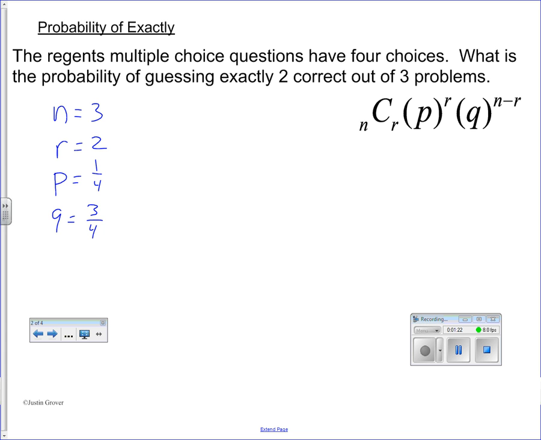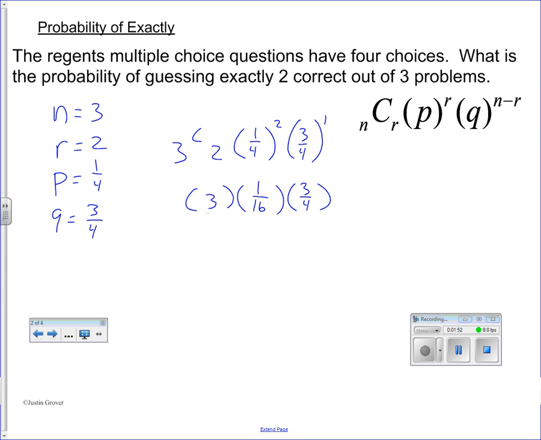When we plug this into the formula, we get 3C2 parentheses 1/4 raised to the second, 3/4 raised to the n minus r, and I subtract 3 minus 2, raised to the first. 3C2 is 3 times 2, 6, divided by 2, which is 3. 1/4 squared is 1/16, and 3/4 to the first is 3/4.